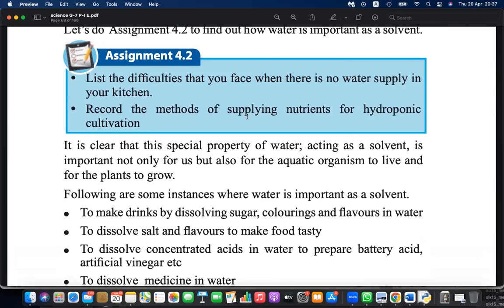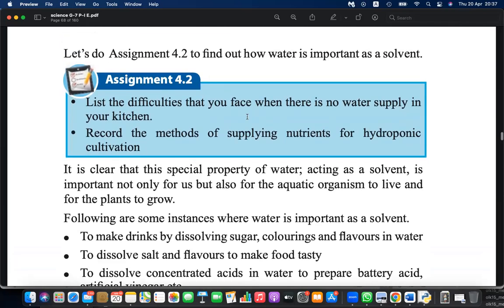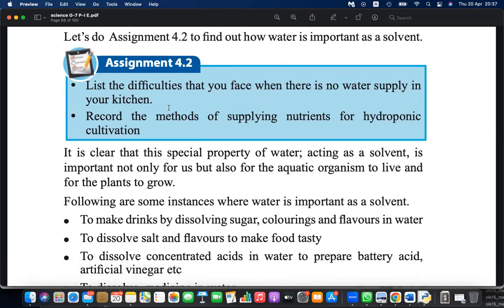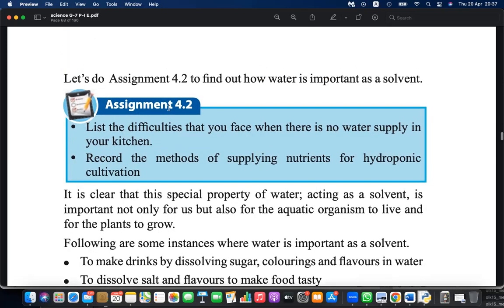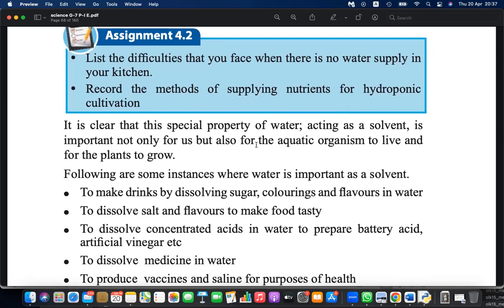And the next assignment, assignment 4.2, is basically: list the difficulties when you face there are no water supply in your kitchen. Record the methods of supplying nutrients to hydroponic cultivation. This is 2 tasks, right? Difficulties when you face, this is very simple thing.